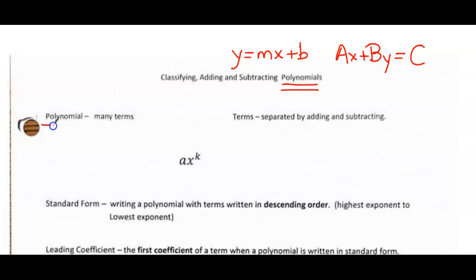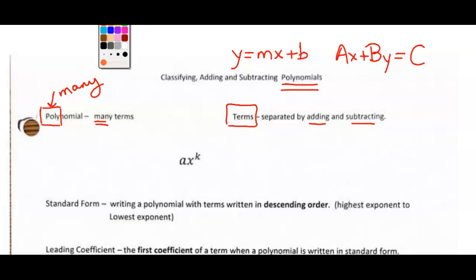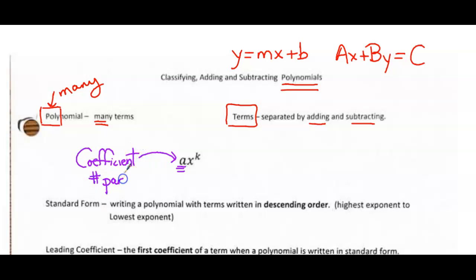A polynomial means many terms. When you see this prefix poly, that stands for many terms. And we're going to talk about terms a lot. A term is something that's separated by adding and subtracting. I have this generic example of a term right here, and we're going to say that the A is your coefficient, because you will talk about coefficients in polynomials. And that is the number part of the term, if you have forgotten. Number part of the term.